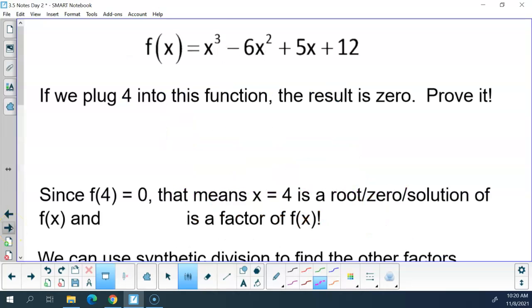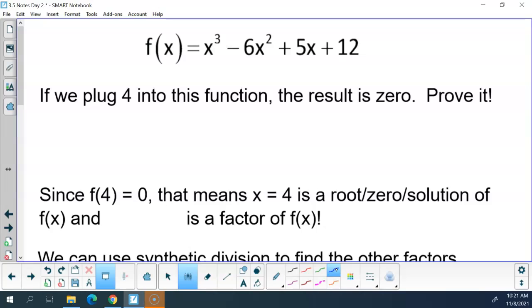Okay, so here's our new function. f of x equals x cubed minus 6x squared plus 5x plus 12. If I plug 4 into this function, the result that I get out is 0. Prove it. Plug 4 into this function.